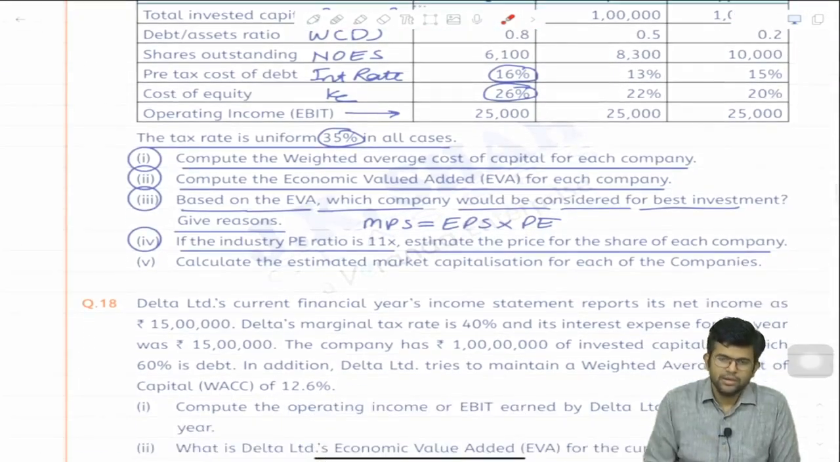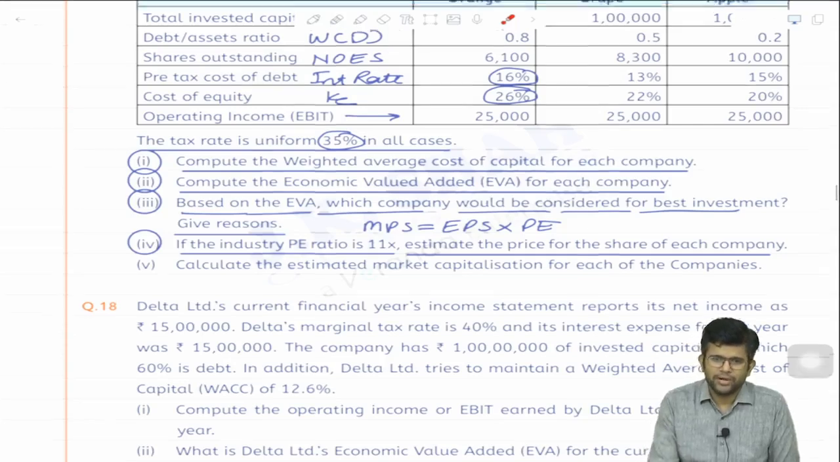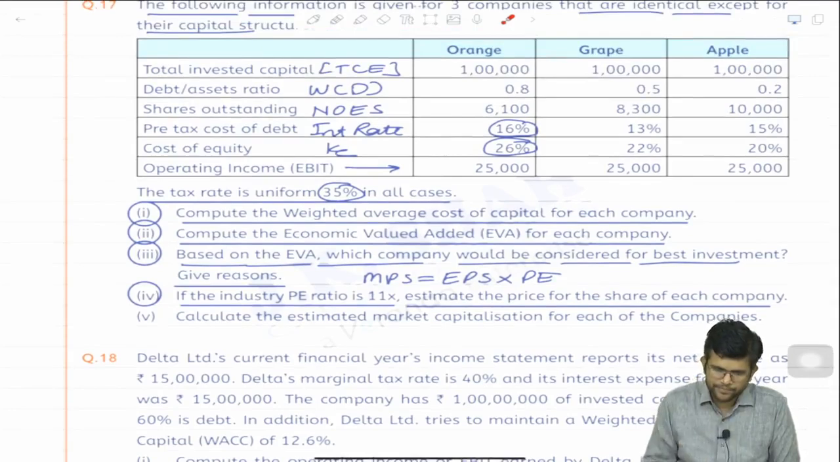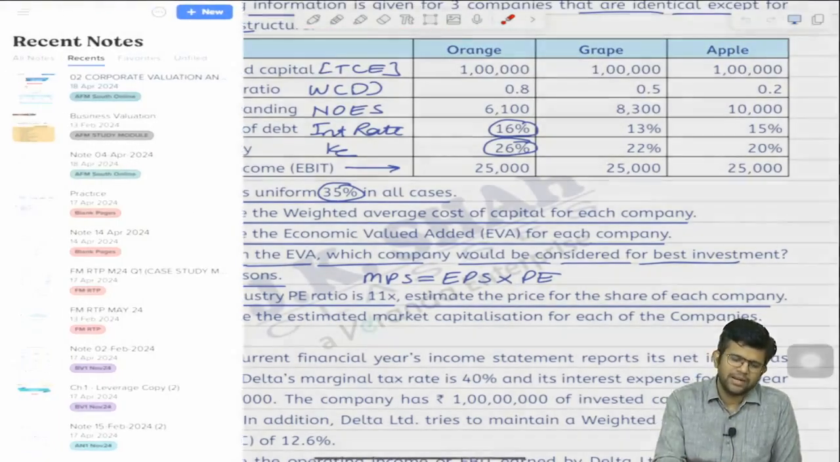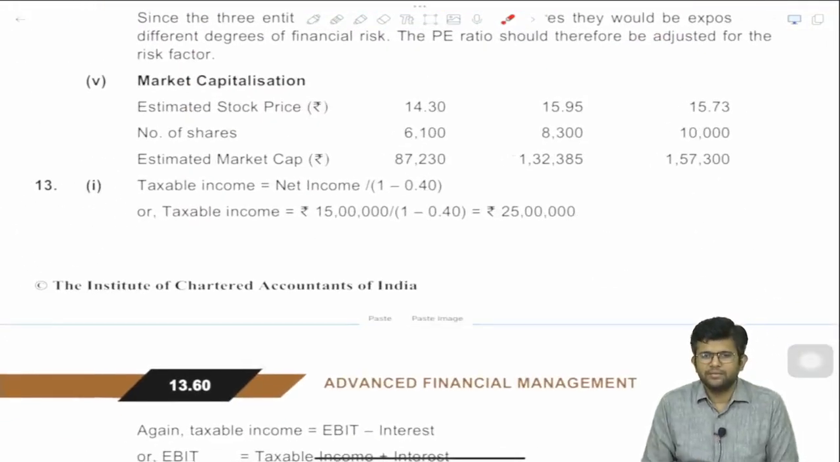Last question, they are asking you calculate the estimated market capitalization. What is the meaning of market capitalization? Market capitalization means market cap. Market cap means number of equity shares into MPS. Everybody clear? And I hope you understand, you have the number of shares, no? NOES is given, simply multiply by the market price per share and your point number 5 will be done. Very simple, nothing great.